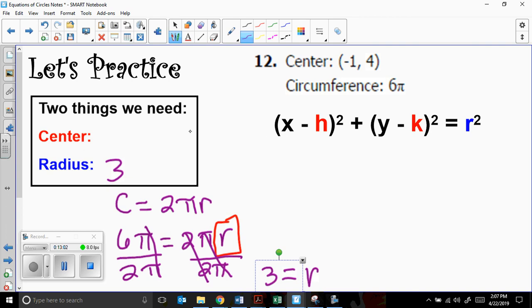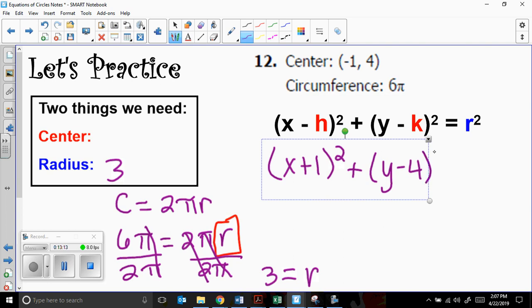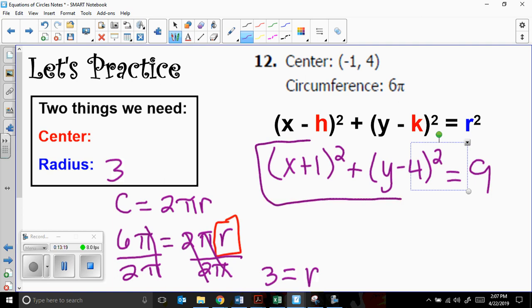So now we have our center and we know the radius is 3, so we can go ahead and plug it in. x plus 1 squared plus y minus 4 squared equals the radius 3 squared, which is 9. And here is the equation of the circle with a center at -1, 4, and has a circumference of 6 pi.